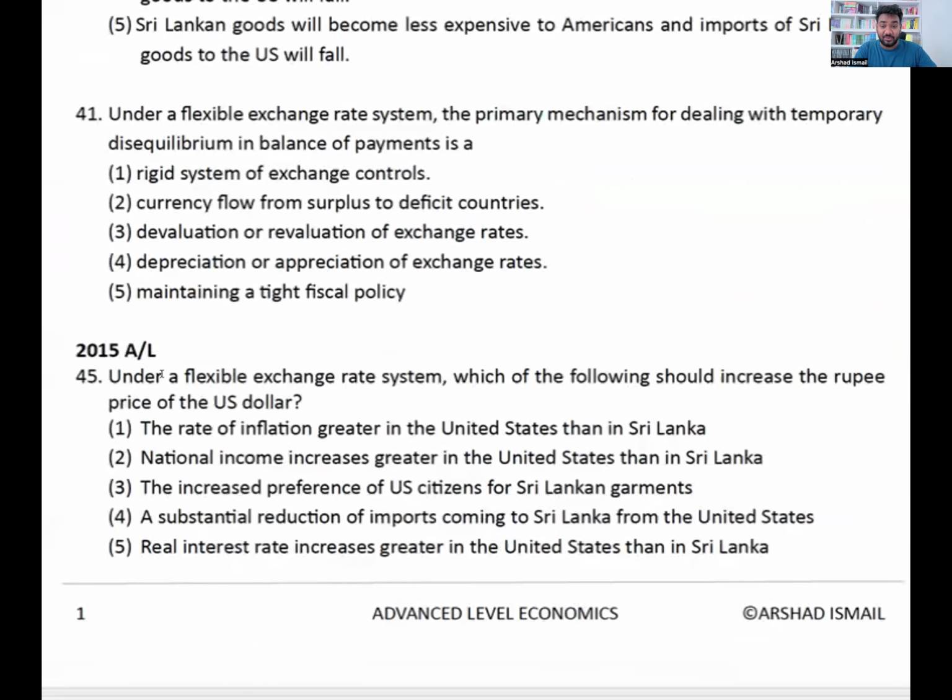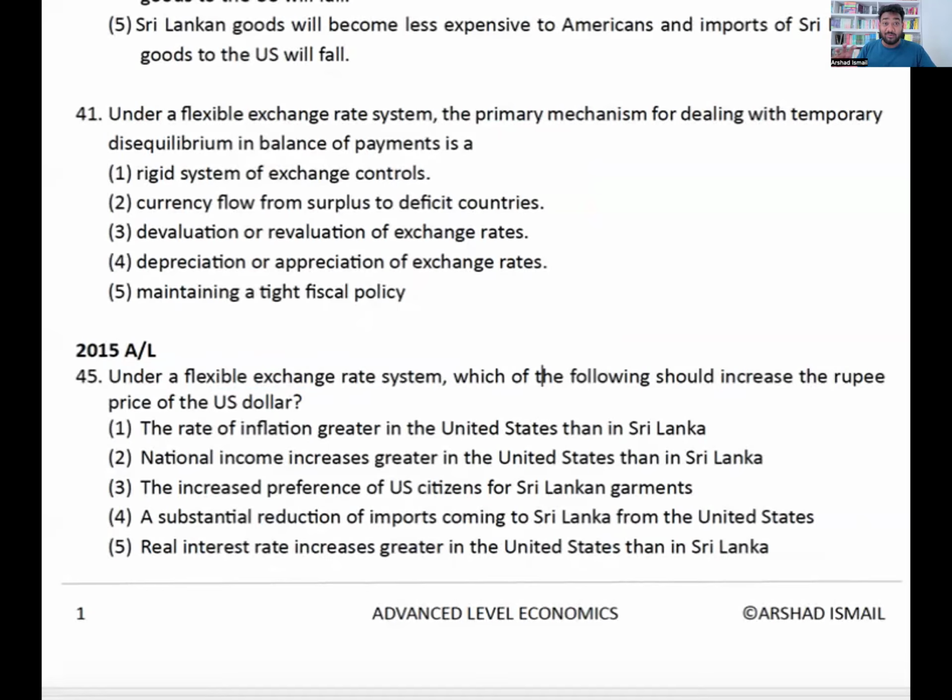Okay, so 2015 question number 45. They're saying, under a flexible exchange rate system, which of the following should increase the rupee price of a dollar. Now be careful. When you say rupee price of a dollar, what is the rupee price of a dollar? Now read that multiple times in your head.